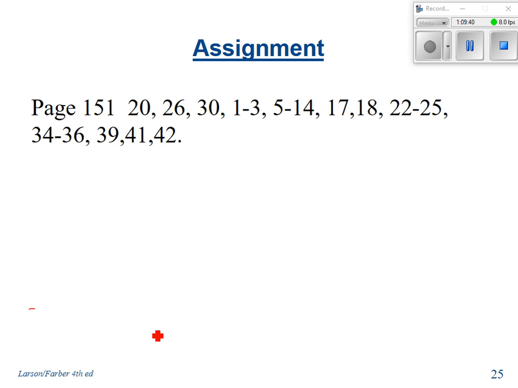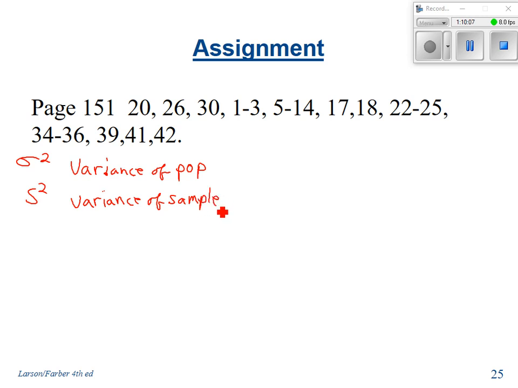Variance of the population. Variance of a population, what's that? Sigma squared. Yeah. Variance of population, sigma squared. And then the sample, is it S? The variance of sample, S squared. Mean of the sample. Or we already have that.